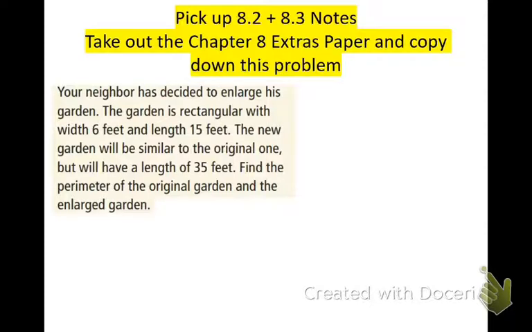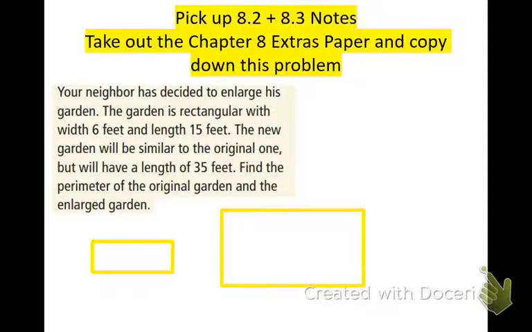So what do you think would be helpful to understand this word problem? What could we do that we don't have? Find the original. I heard someone say it. Draw a rectangle. Yeah. Let's draw a rectangle. Actually, we're going to draw 2 rectangles, because there's the original garden, and then there's the one that they made larger. So our original garden is 6 feet wide by 15 feet. So we've got a width and our length.